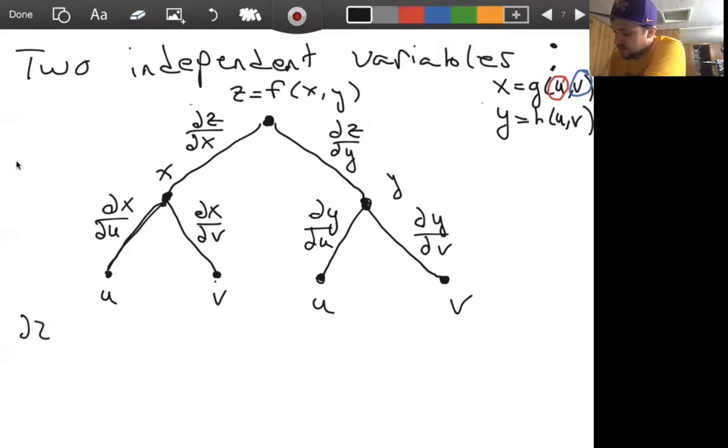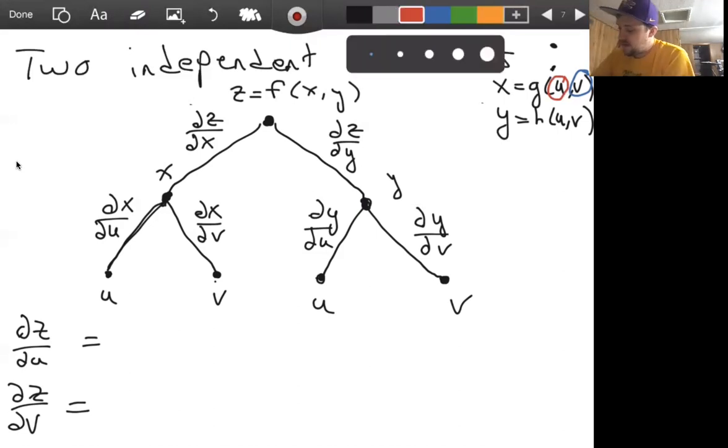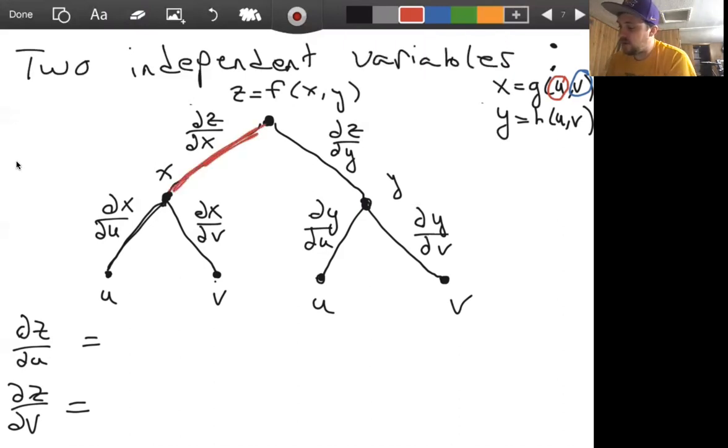We're going to have partial z, partial u equals something. And then we're going to have partial z, partial v equals something else, right? So how do we find partial z, partial u? Well, we follow every branch that ends at a u node. So we follow every path that ends in the variable u.